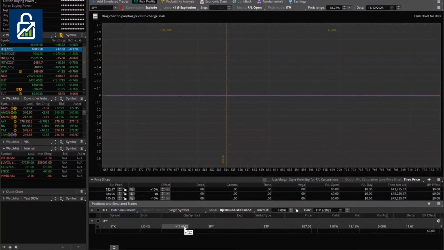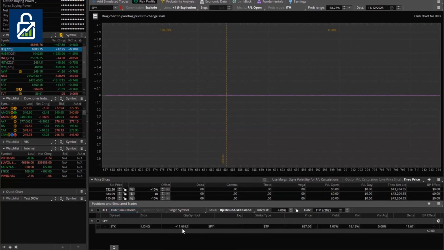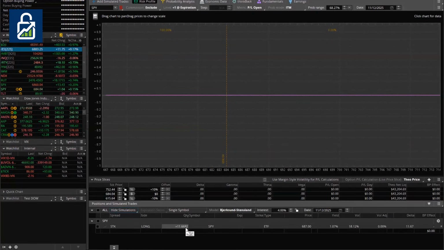Because if I buy 11.67 shares of stock and SPY goes up $1, how much value do I gain? I gain $11.67. Yeah. If it goes down $1, how much money do I lose?